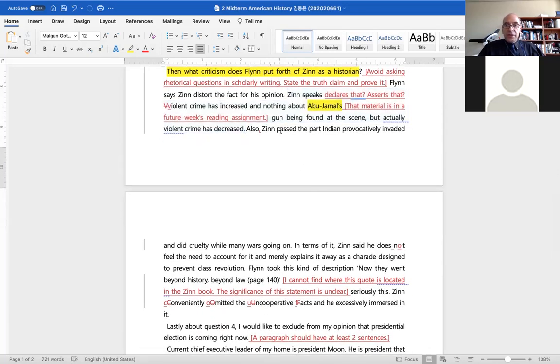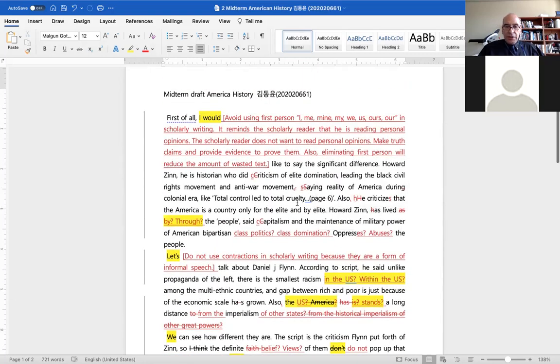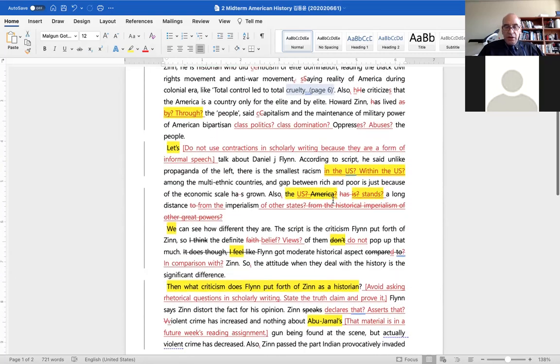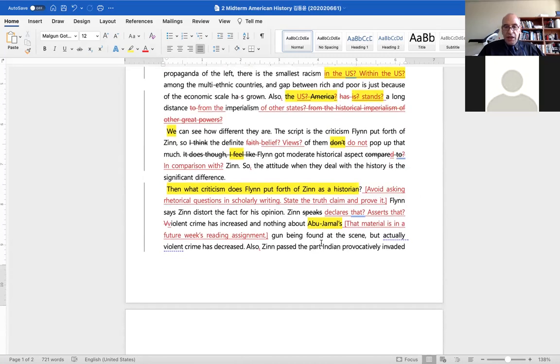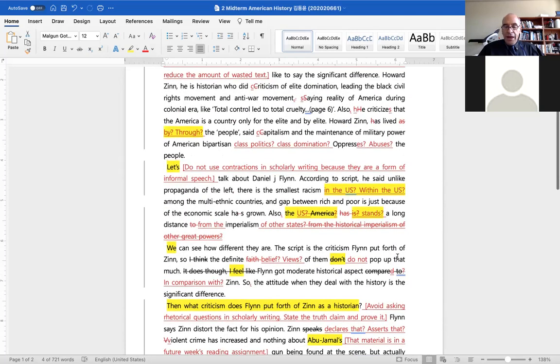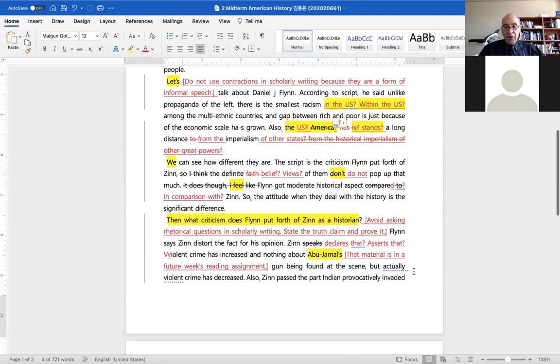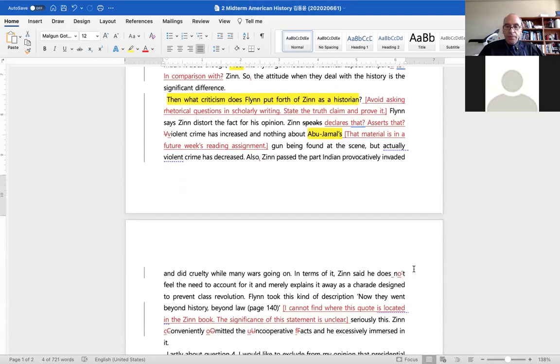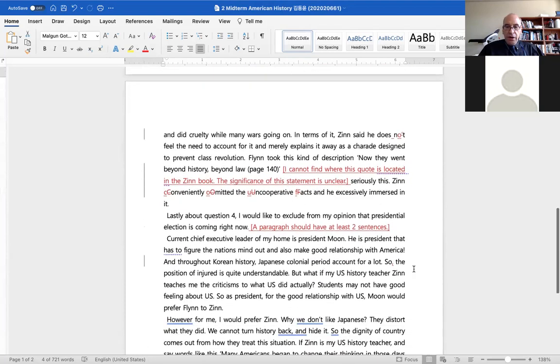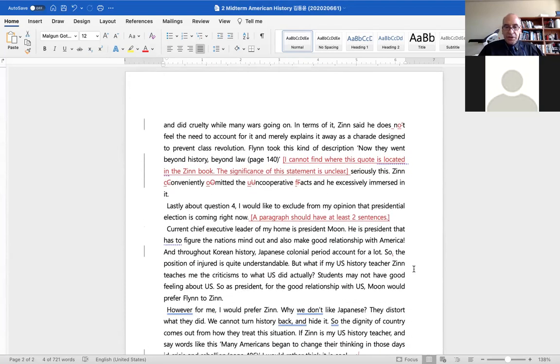You note here that Zinn passed the part about Indians provocatively invaded and did cruelty when many wars were going on. Yeah, so that's in chapter 1, but this also is in chapter 1. So, that discussion about the Indians and the Pequot Indians, I think, is in chapter 1 of the book. So, if you go back and look at that chapter, just keep in mind you already referenced chapter 1. So you need to have other information from other chapters.